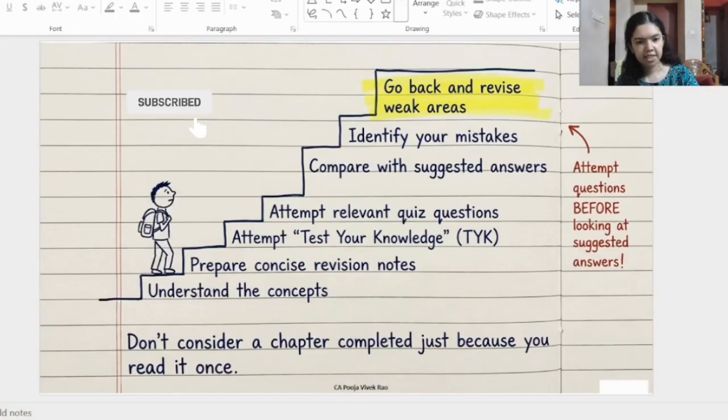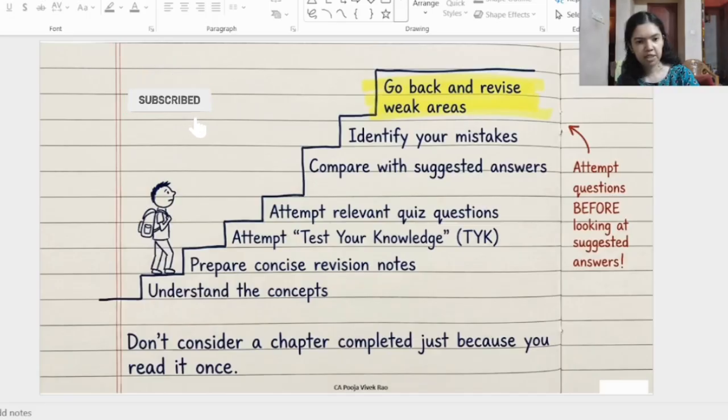Another excellent strategy from the BOS session is the sequence you should follow for every chapter. You have to follow the following sequence. Step number 1, understand the concept. Step number 2, prepare concise revision notes. So after studying each chapter, try to prepare notes for the chapter. You can use these notes 1.5 days before the exam for revising.